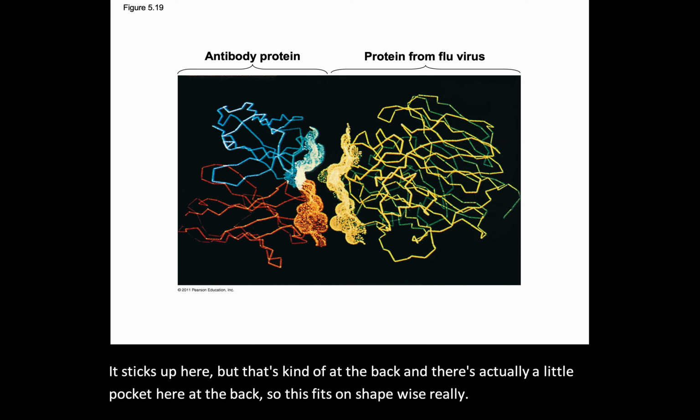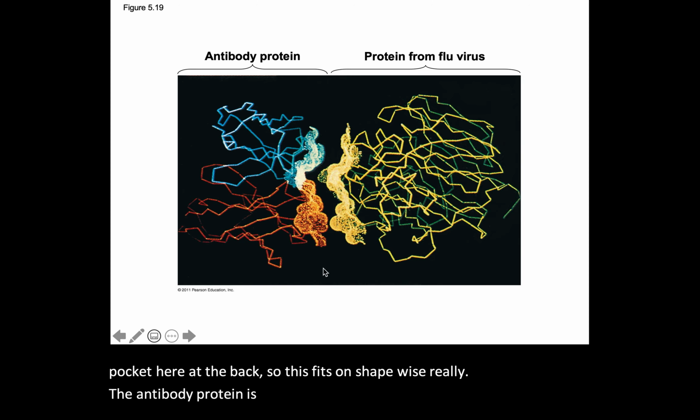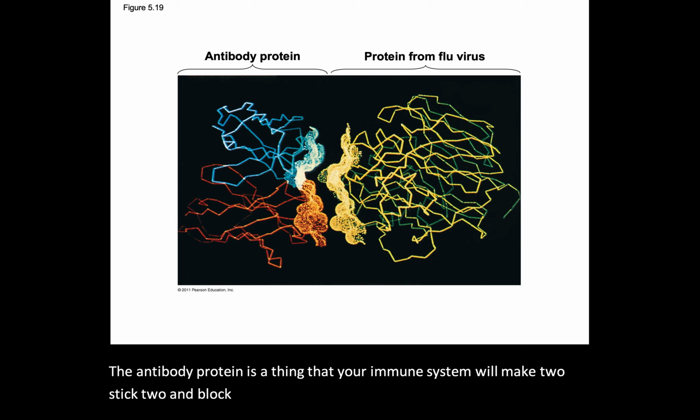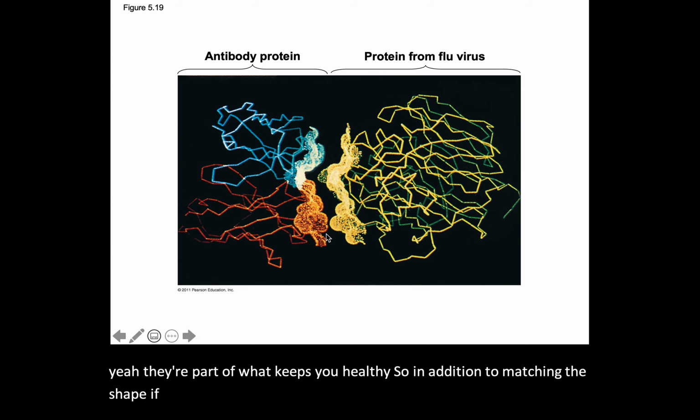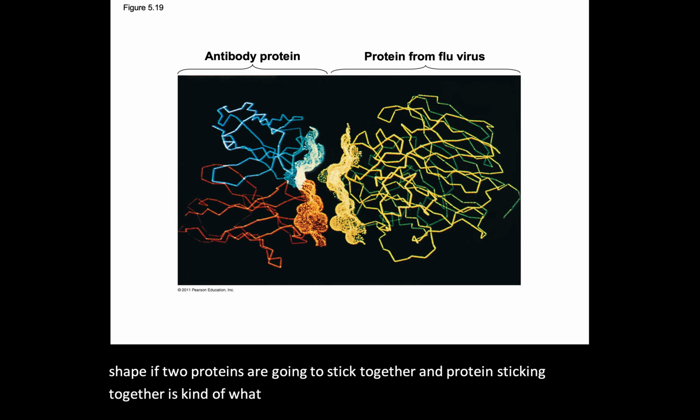Now, the antibody protein is a thing that your immune system will make to stick to and block these proteins from actually being able to work. So they're part of what keeps you healthy. In addition to matching the shape, if two proteins are going to stick together, and proteins sticking together is kind of what goes on inside of a cell, this is how everything works.